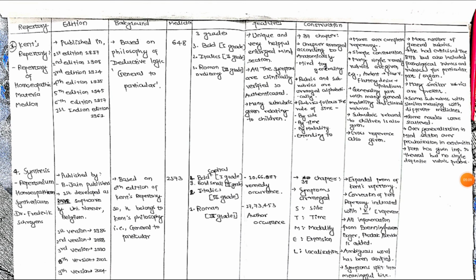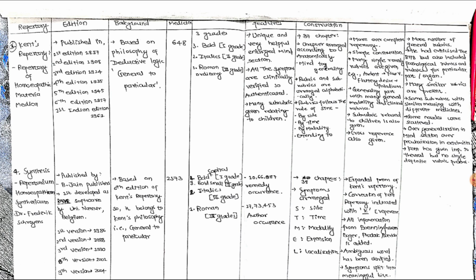The third repertory which we have is one of the most important repertories, Kent's Repertory, Repertory of the Homeopathic Materia Medica by Dr. J.T. Kent. The first edition was published in the year 1897, the second in 1908, the third in 1924, the fourth in 1935, the fifth in 1945, the sixth in 1957, and the first Indian edition was published in the year 1961.